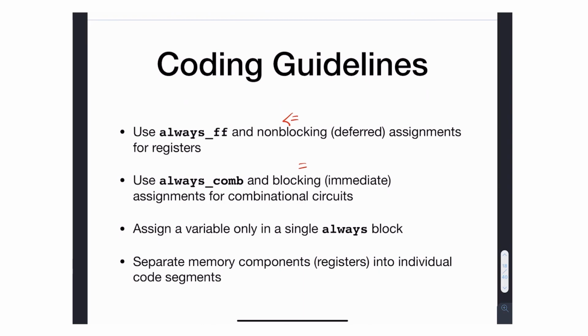The last two: the third one says assign a variable only in a single always block. I'll explain this with an example shortly. And separate member components, registers, into individual code assignment. This is more stylistic, and we'll talk more about it when we talk about sequential circuits. It's related to registers and counters when you use always statements. So let me explain why you need to assign a variable only in a single always block.